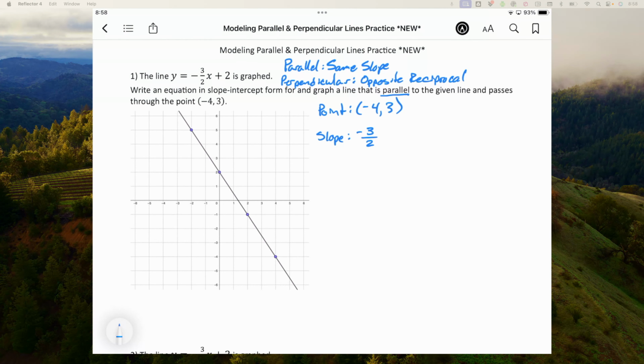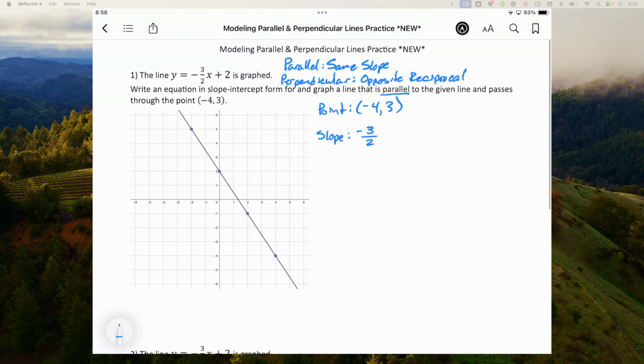I do want to show you that I could graph this line right now without even creating an equation, because I have a point, negative 4, 3, and I have a slope that tells me where to go from that point. So down 3 and to the right 2, down 3 and to the right 2. It does not matter what point you start with. It does not have to be the y-intercept. It can be any point on the line. If you follow the slope from that point, you will be graphing the line correctly.